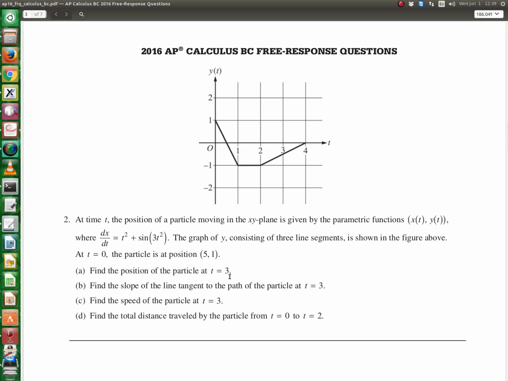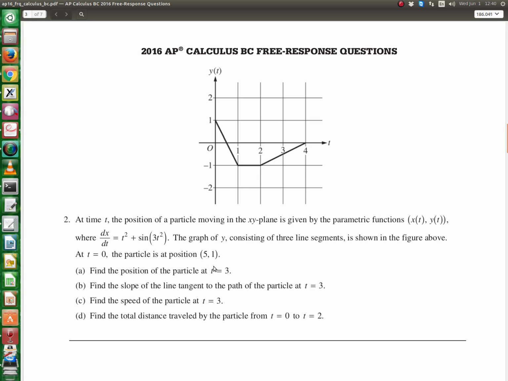Now the easy part here is finding y of 3 because it's staring you in the face. Look, this is y of t. So what's y of 3? Isn't it negative a half? This is a line segment, right? So this point is at (2, -1), and this point is at (4, 0). Isn't the slope positive 1/2? So if we're at the point (2, -1), then if we go over 1, we're going up a half. So it's at (3, -1/2). So y of 3 is negative a half.